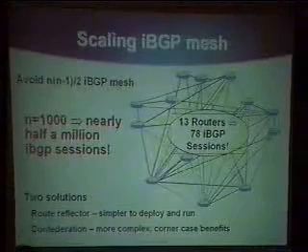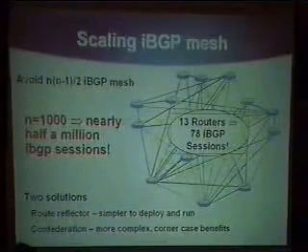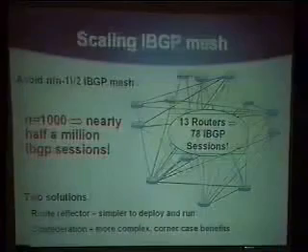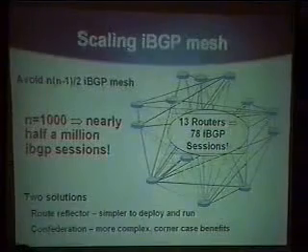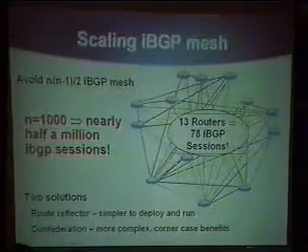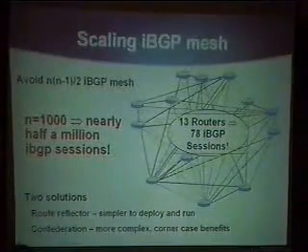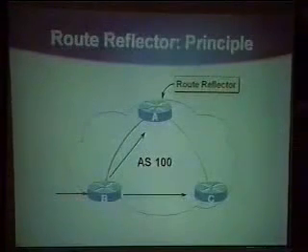There are two solutions to this problem. One of them is a route reflector, which is generally quite simple to deploy and run. Another one is confederation, which is quite a bit more complex and has only corner case benefits over the route reflector. So we'll have a quick look at these two.